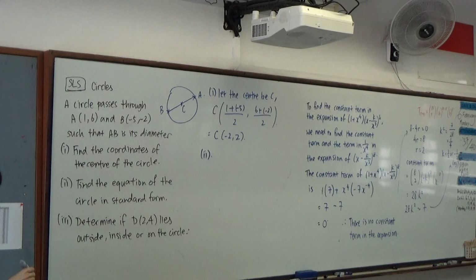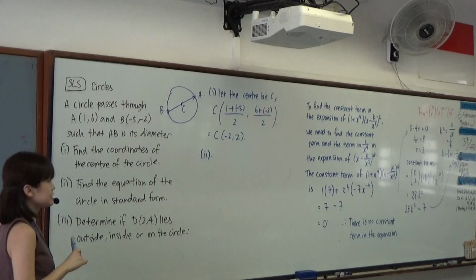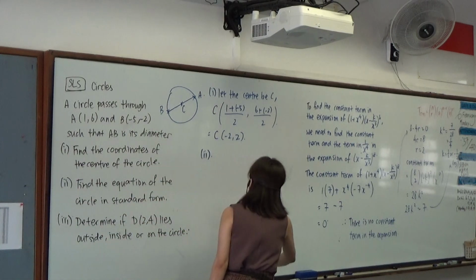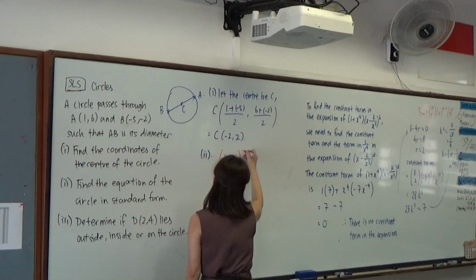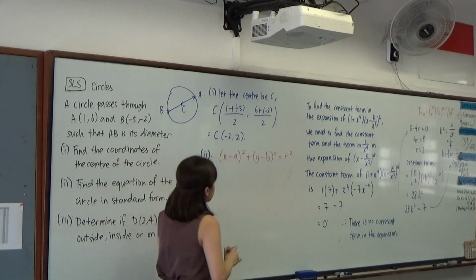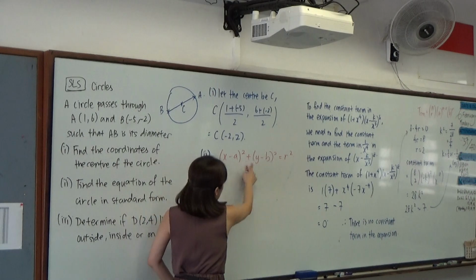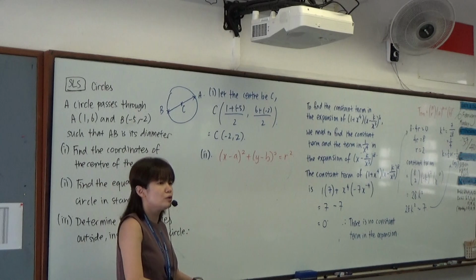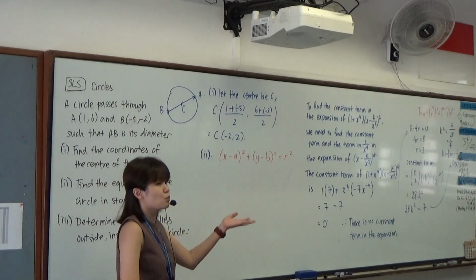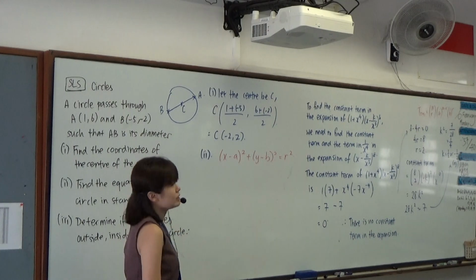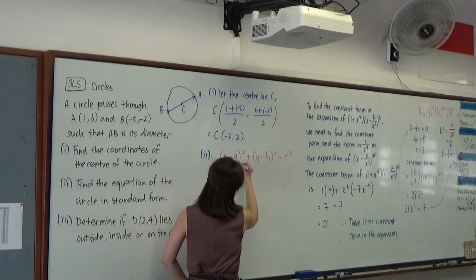Then for part 2, we want to find the equation of the circle in standard form. Now, the equation of a circle in standard form goes by this so-called formula. x and y themselves must be present. They are the variables, just like how our usual equation for a straight line is y equals mx plus c: x and y are there, m and c are things we need to find. So in this case, a and b are the coordinates of the center.